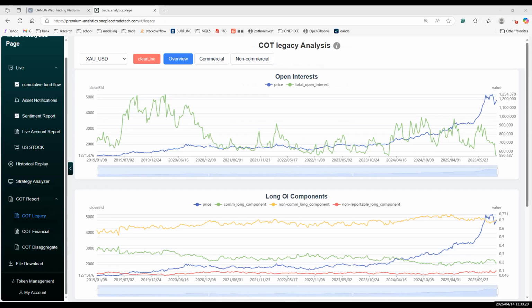At One Piece Trade Tech, we focus on extracting information that can guide investment decisions from financial transaction data not typically available to retail investors.